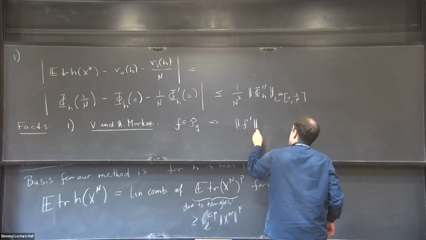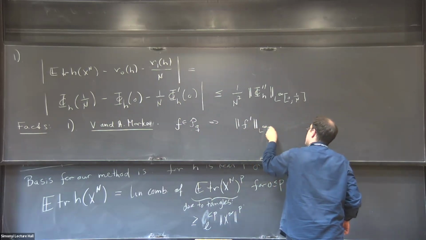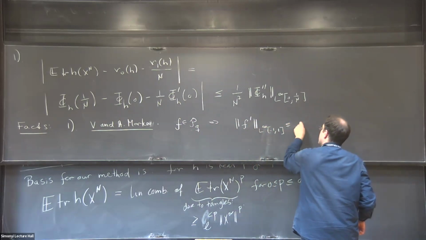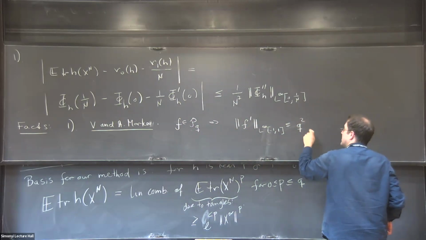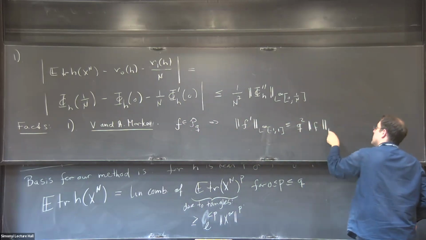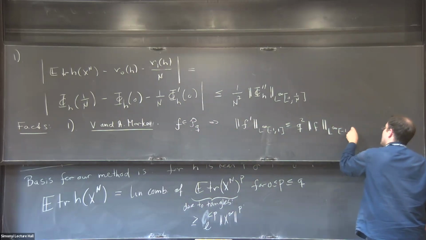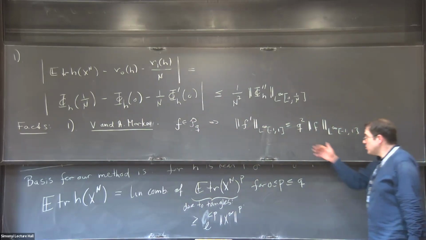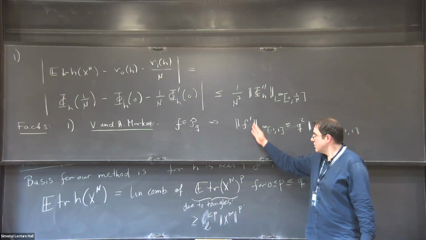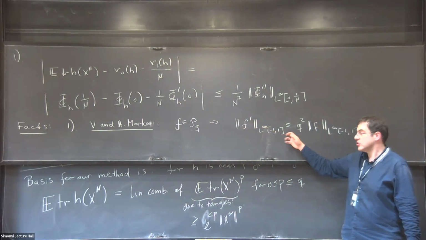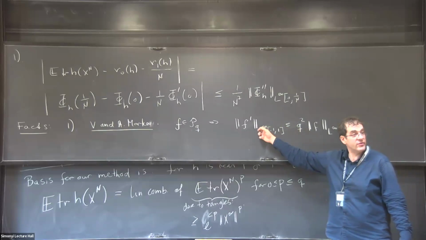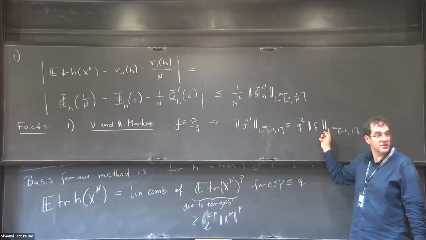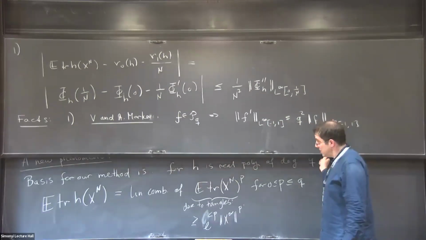Then if I bound the derivative of f on the interval -1, 1, it's always bounded by q squared, the degree squared, times the size of f on the interval -1, 1. So unlike general functions, the derivatives of polynomials cannot be arbitrarily large. If I have a bounded degree polynomial, its derivative cannot be much larger than its largest value. Does that make sense? But it's a non-trivial inequality.